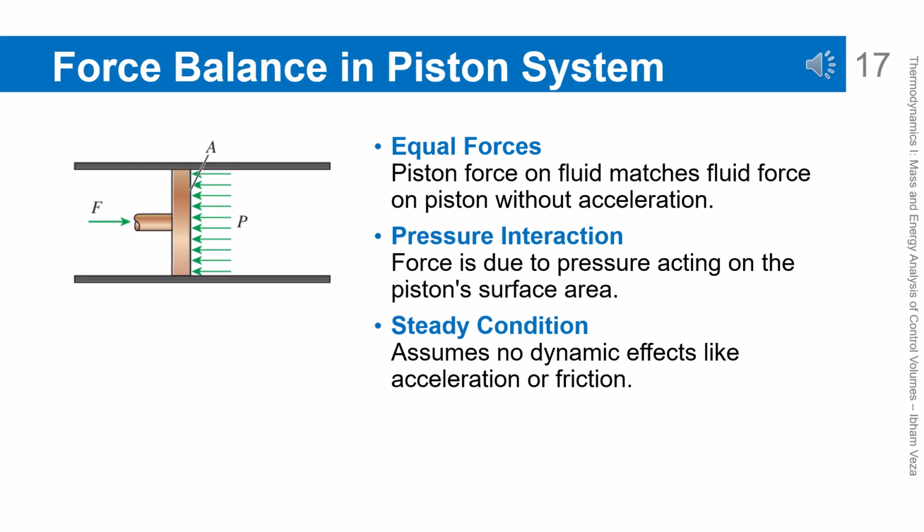Force balance in piston system. The force acting on the piston comes from fluid pressure multiplied by the cross-sectional area. Under steady conditions, there is no acceleration, so the piston force and fluid force are balanced. This balance ensures that there is no change in piston velocity. This analysis neglects friction and inertia effects. This approach simplifies the understanding of the relationship between pressure and force.